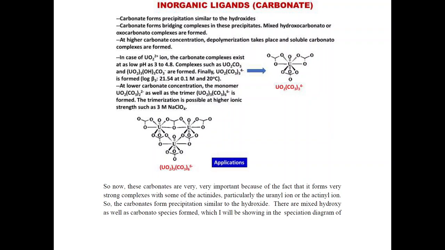UO2 2+ ion, the carbonate complexes exist at pH as low as 3 to 4.8, and complexes such as UO2CO3 and (UO2)3(OH)3CO3 minus are formed. Finally, UO2(CO3)3 4 minus is formed, with log beta 3 equal to 21.54 at 0.1 molar and 20 degrees centigrade. Now, at lower carbonate concentration, the monomer UO2(CO3)2 2 minus as well as a trimer is formed, and dimerization is possible at higher ionic strength such as 3 molar NaClO4.